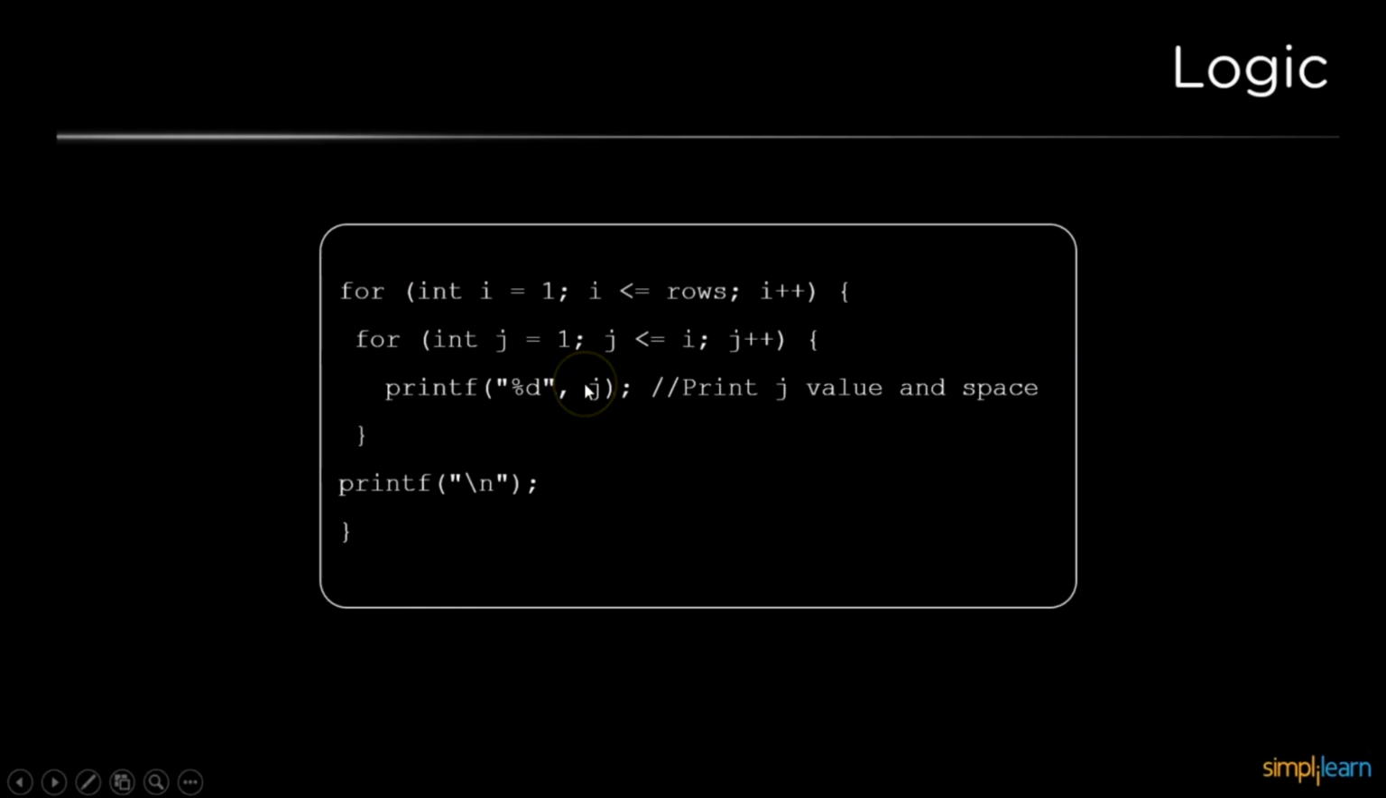This is very much similar to our first program, but the only difference is that here we are taking the j value instead of the star. So it prints the numbers. So let's run the program.